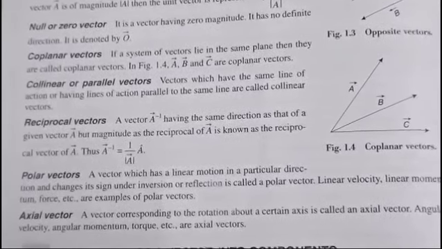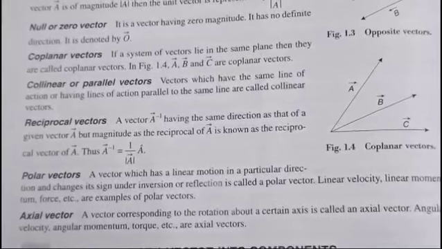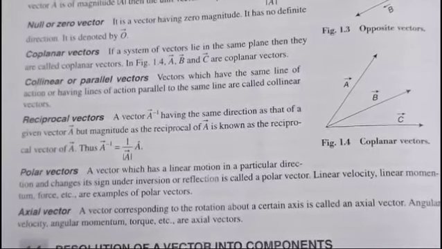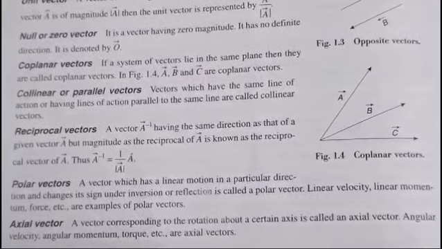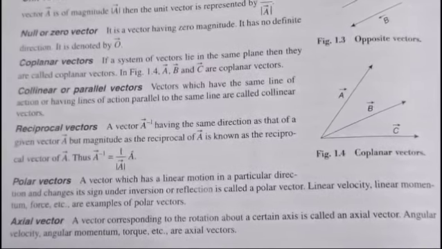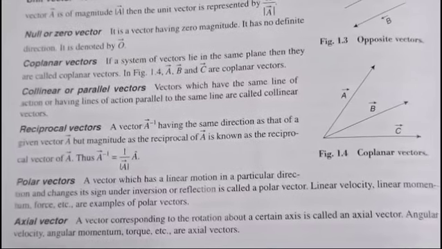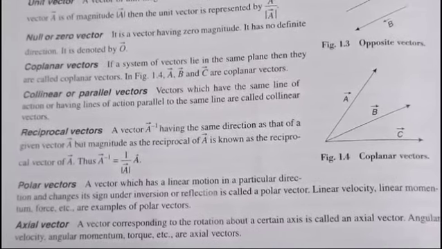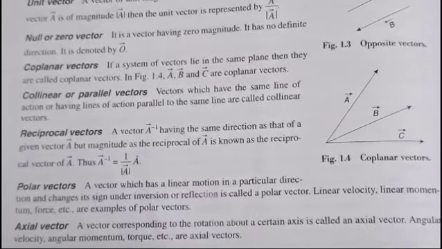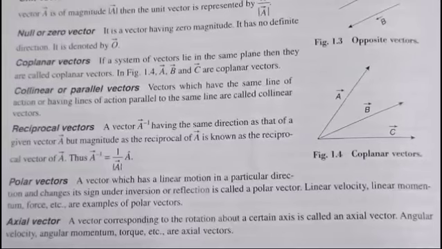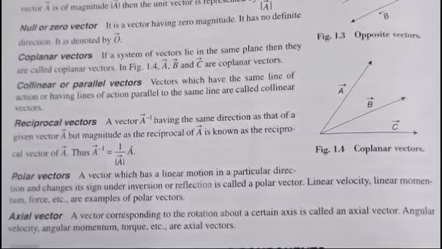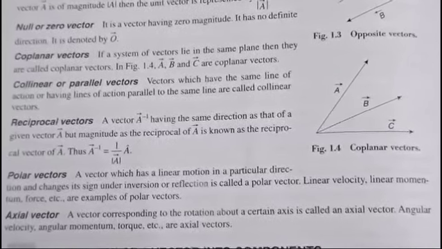Next is polar vectors. A vector which has a linear motion in a particular direction and changes its sign under inversion or reflection is called a polar vector. Linear velocity, linear momentum, force, etc. are examples of polar vector.